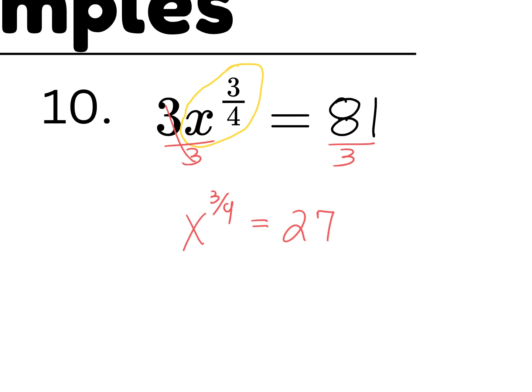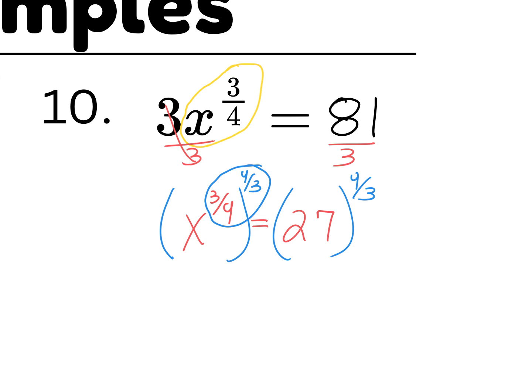Now I have a rational exponent, right? How do I get rid of that rational exponent? I raise to the what? Raise to the reciprocal. So what is the reciprocal? What's the flipped over version of 3/4? 4/3. So what you do to one side, you're going to do to the other. So when I multiply, guys, right here, 3/4 times 4/3, what happens? It cancels, just becomes 1. So you have x equals.